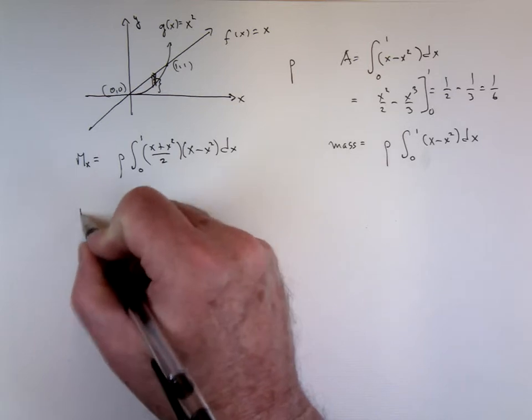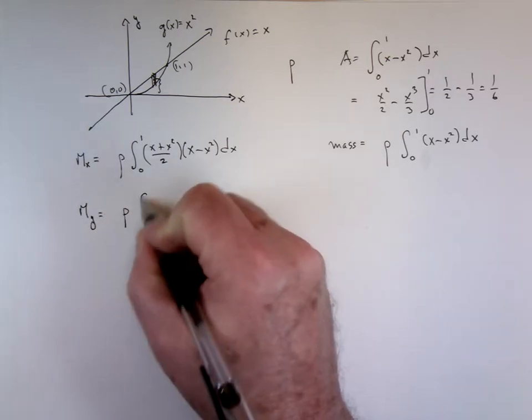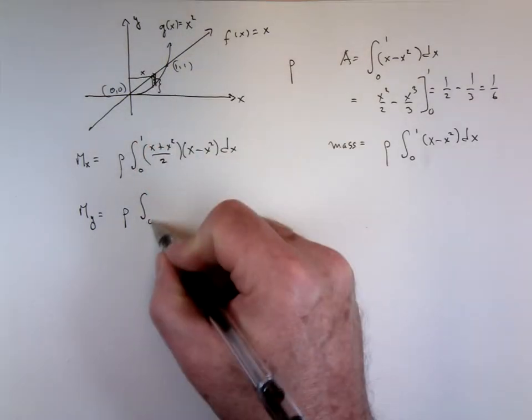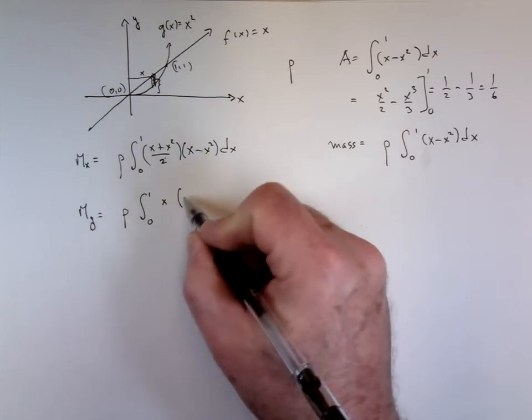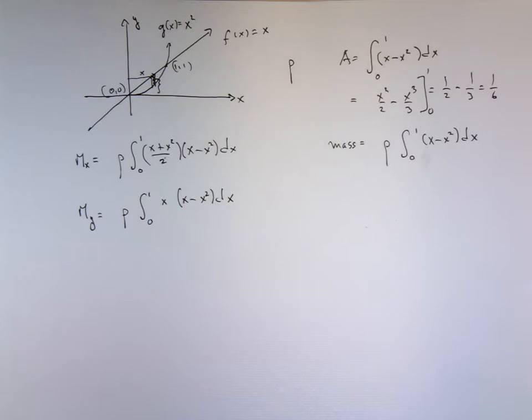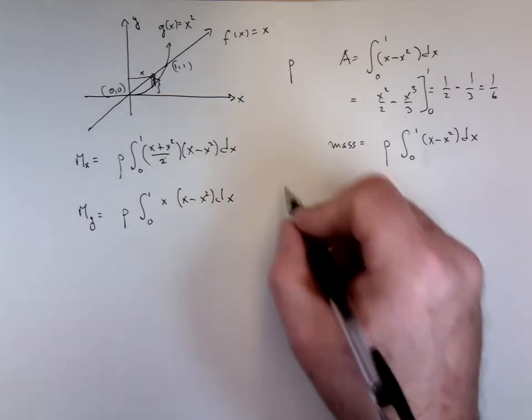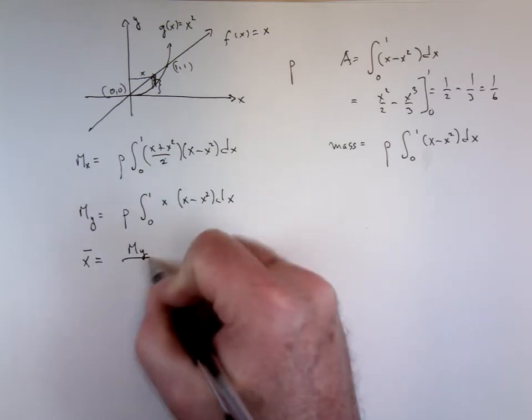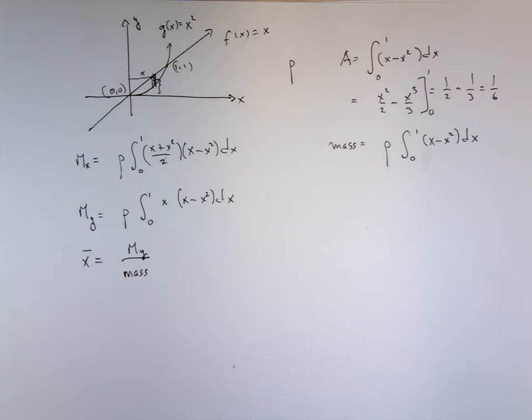And the moment from the y-axis, we need a distance. The distance from the y-axis is x. So instead of this distance, we have that distance. Okay? Any questions on that? Okay. There is an x-bar. X bar is equal to the moment from the y-axis divided by the mass. Okay, is what it is. X bar is the x-coordinate of the center of mass of that lamina. Okay, anything else on that?